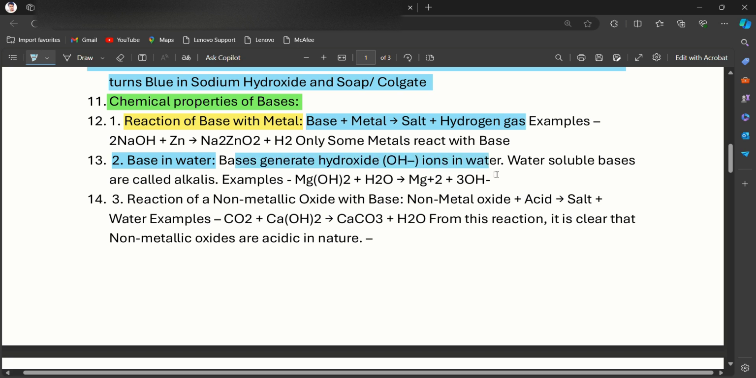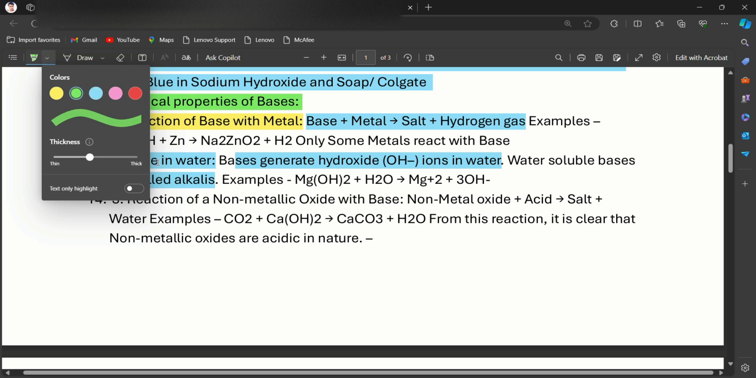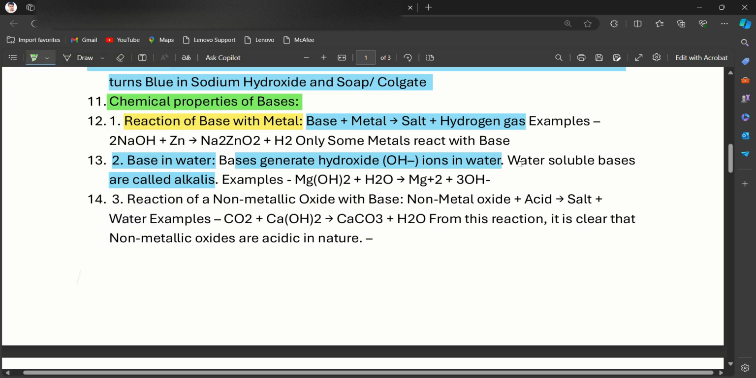minus. So when bases generate hydroxide ion in water, that we already know, water soluble bases are called alkalis. This is the point you have to remember, that water soluble bases are called alkali. Okay, examples: Mg(OH)2 plus H2O gives Mg plus 2 Mg(OH), you know what? Plus Mg(OH)2.